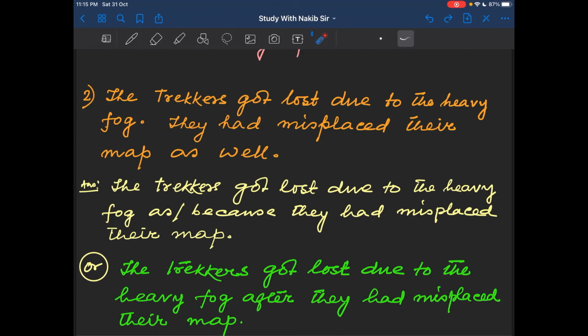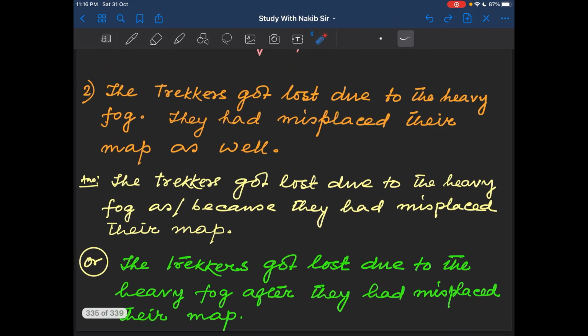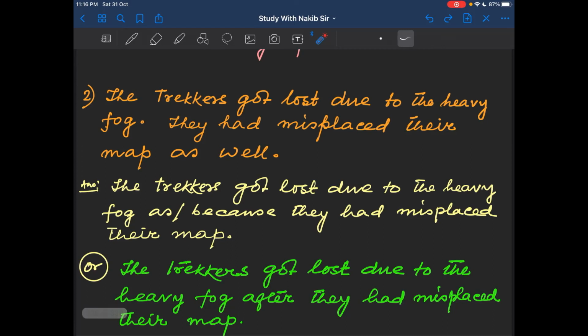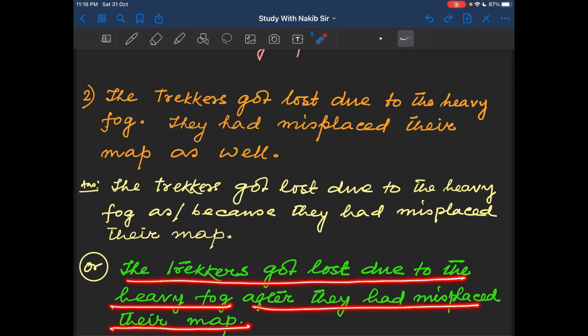Now see the answers. The trekkers got lost due to the heavy fog. Why? As or because they had misplaced their map. This is the first combination. The trekkers got lost due to the heavy fog, as or because they had misplaced their map. This is the cause. This way you may combine them, or this way they may be combined. The trekkers got lost due to the heavy fog after they had misplaced their map.